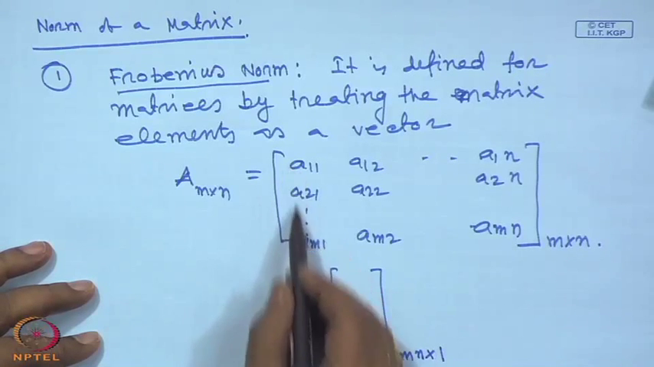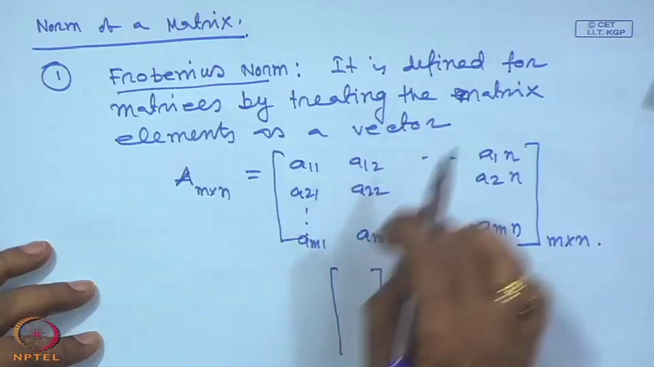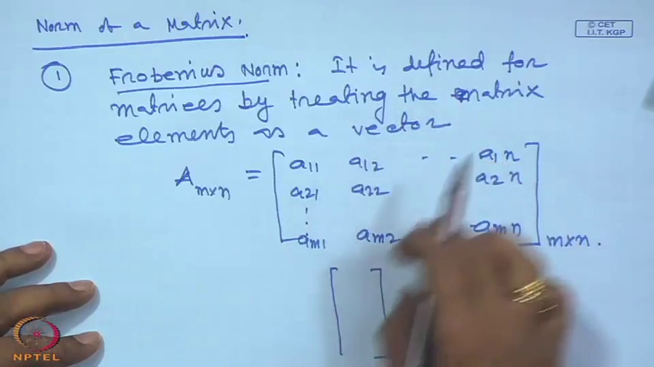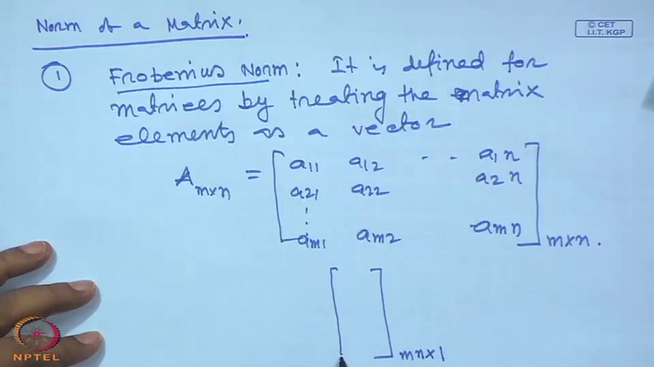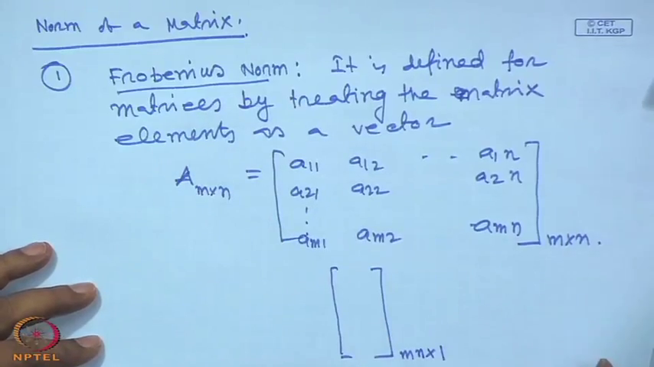That means this vector below this, you keep it here. Below that one, keep it in the third column. Below this one, keep it in the fourth column. In this way, you will get a matrix m cross 1. Then the Frobenius norm is nothing but the square root of the sum of the absolute values of all elements squared.